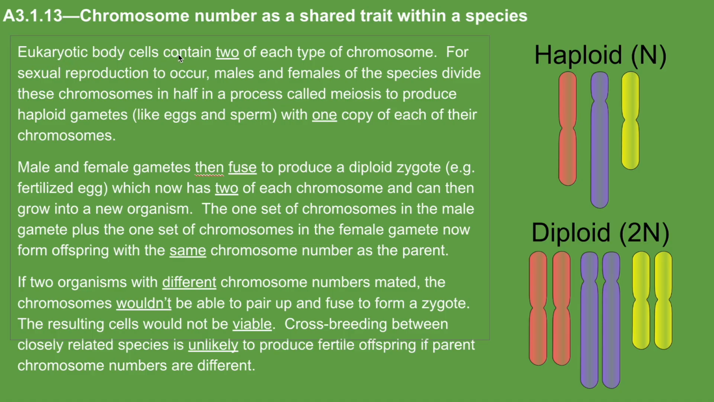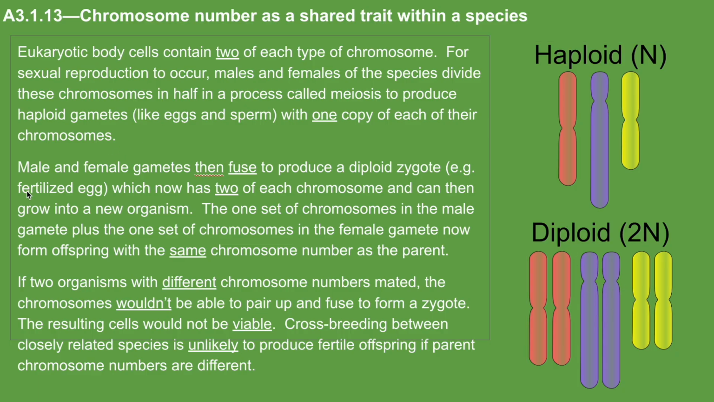Remember, eukaryotic body cells contain 2 of each type of chromosome. You have 23 pairs, 23 from mom and 23 from dad. For sexual reproduction to occur, males and females of the species divide these chromosomes in half in a process called meiosis, which we'll learn about in the future, to produce those haploid gametes, like eggs and sperm, that will just have 1 copy of each of their chromosomes. So instead of 23 pairs, like in every cell in your body, egg and sperm cells will just have 1 of each. So these will get divided in half and split as gametes are produced.